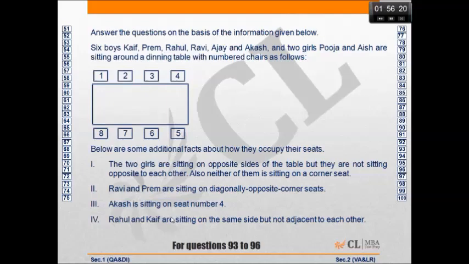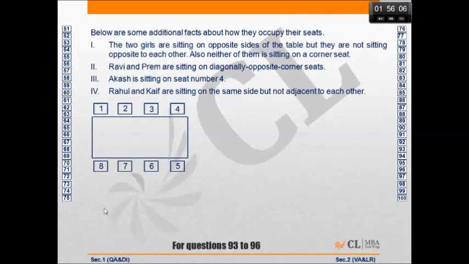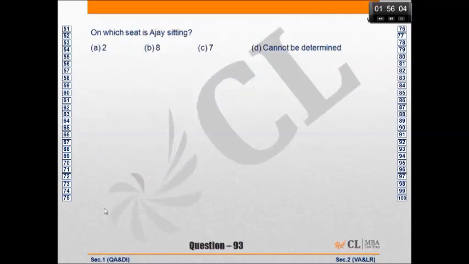Okay, so normal arrangement questions. Question 93 to 96 is an arrangement question, 8 people seated, and importantly I can see that the amount of data out here is not huge. There are 4 statements, 8 positions, this should not be difficult. So definitely I would like to do the seating arrangement of these people. So seating arrangement is my first preference as of now.